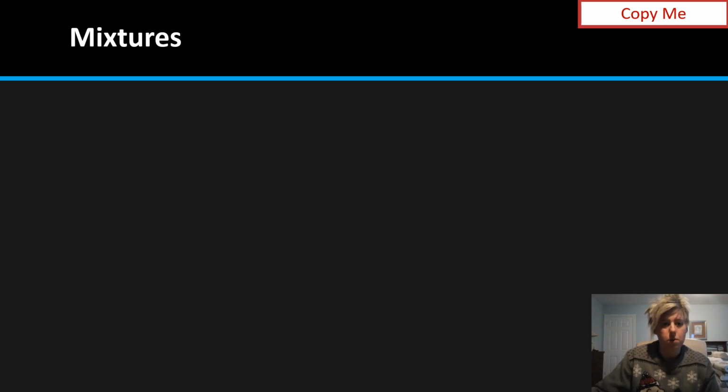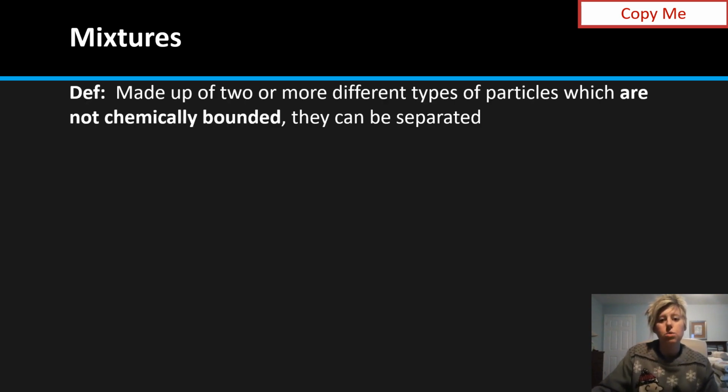So just take a time to write this down, and then we're going to be going over the next slide. Okay, so mixtures. By definition, a mixture is made up of 2 or more different types of particles that are not chemically bonded. This is really, really important because if they're chemically bonded, you don't have a mixture, you actually have a pure substance. Mixtures can be separated. So if I'm putting 2 substances together and I can take them apart and I did not undergo a chemical reaction, this is a mixture.